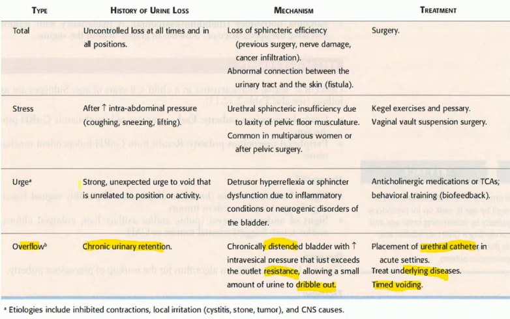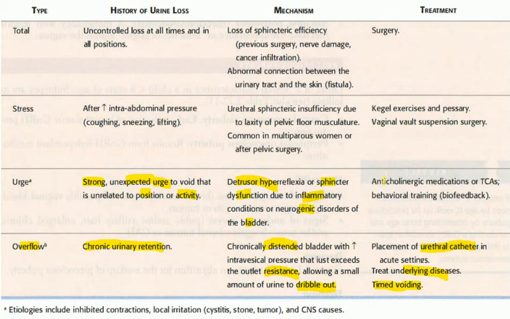So for the urge, the patient has an unexpected urge to void that is unrelated to position or activity. So here you will talk about the patient being unexpectedly urged to void. The mechanism will be detrusor hyperreflexia, or sphincter dysfunction due to an inflammatory condition or neurogenic disorder of the bladder. So here you need to remember, for the urge there will be an inflammatory condition, a neurogenic disorder, or a reflex problem. So there will be hyperreflexia of the detrusor muscle, and also sphincter dysfunction.